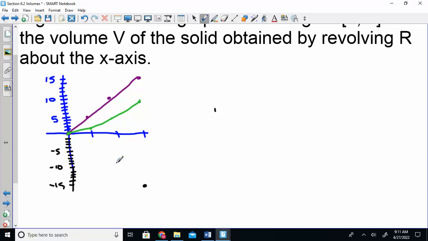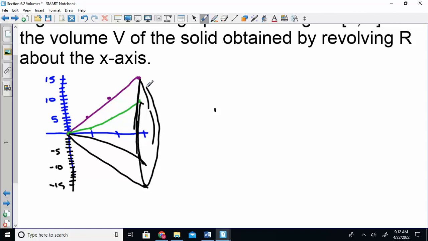But the line, if I just reflected it, would come down like this. So what we're doing is rotating this, and we're looking at this one.